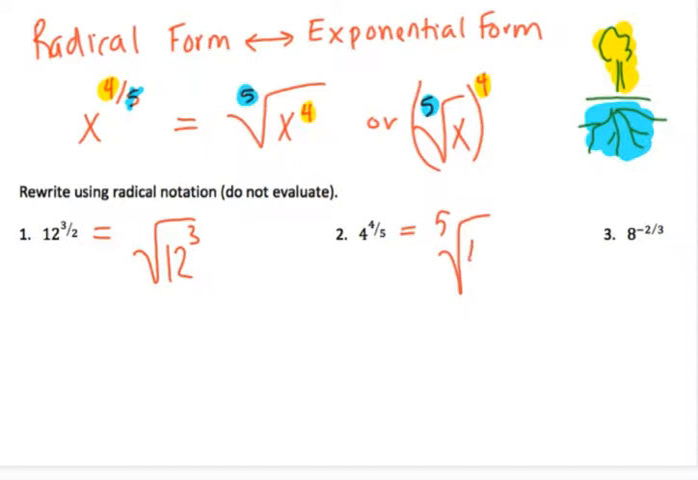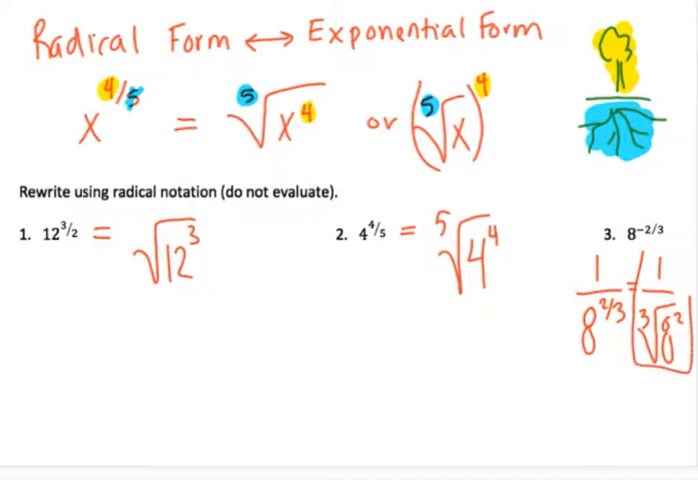Okay, next one. Root is 5, power is 4. And this last one here, you first need to rewrite it with a positive exponent, so 1 over 8 to the power of 2/3. And now 8 is the power and 3 is the root. So 1 over cube root of 8 squared.